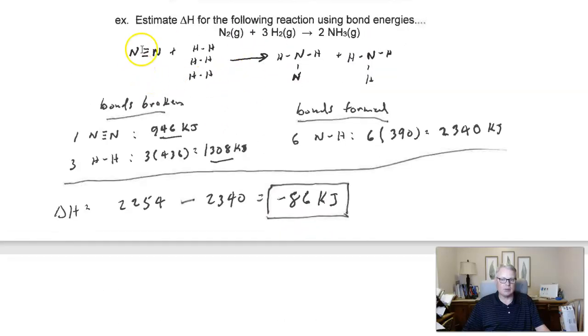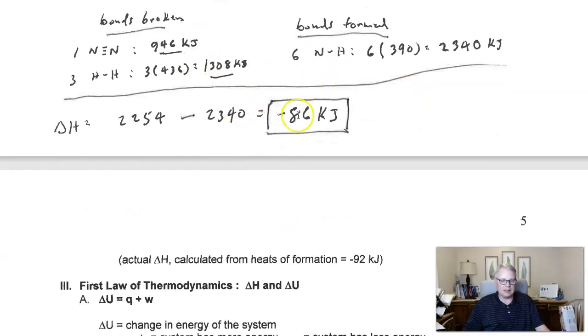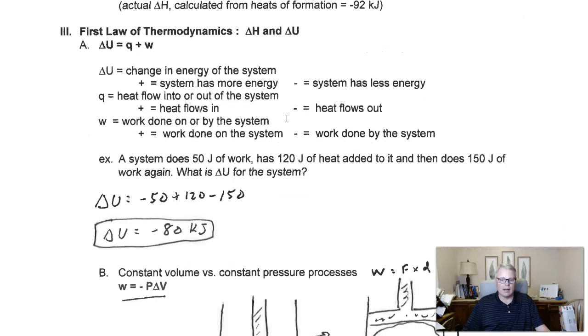Again, I'd have to pretty much show you this at this point. This is a lot easier than Hess's law. So yeah, you want to be able to do that. Okay? All right.